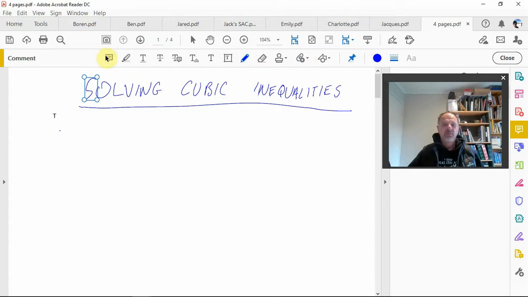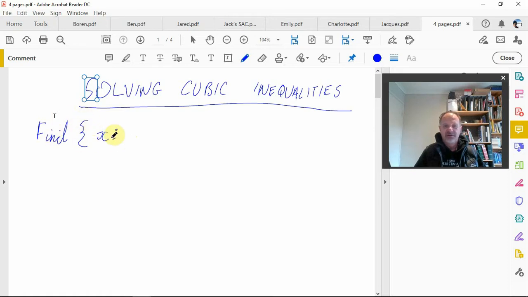Alright, today we are solving cubic inequalities. This is what it says up there, and that's what we're doing. So if we're going to write a question out, it'll be written in its full mathematical way. It will be written like this.